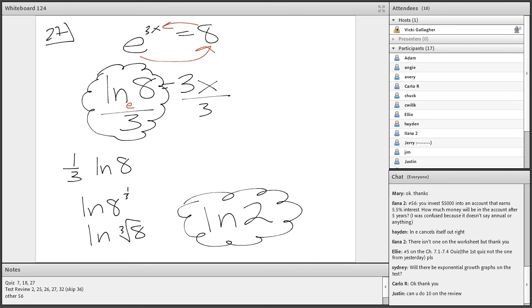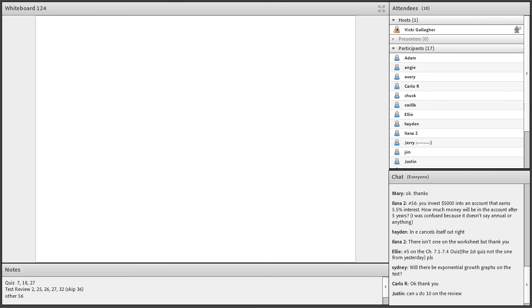Okay, Hayden, I'm just seeing your question. Natural log and e does cancel itself out. That happened quite a bit on the front of the worksheet on problems 15 through 20. Like number 15, it says the natural log of e to the 10th. You can just cancel those out and say the answer is 10.